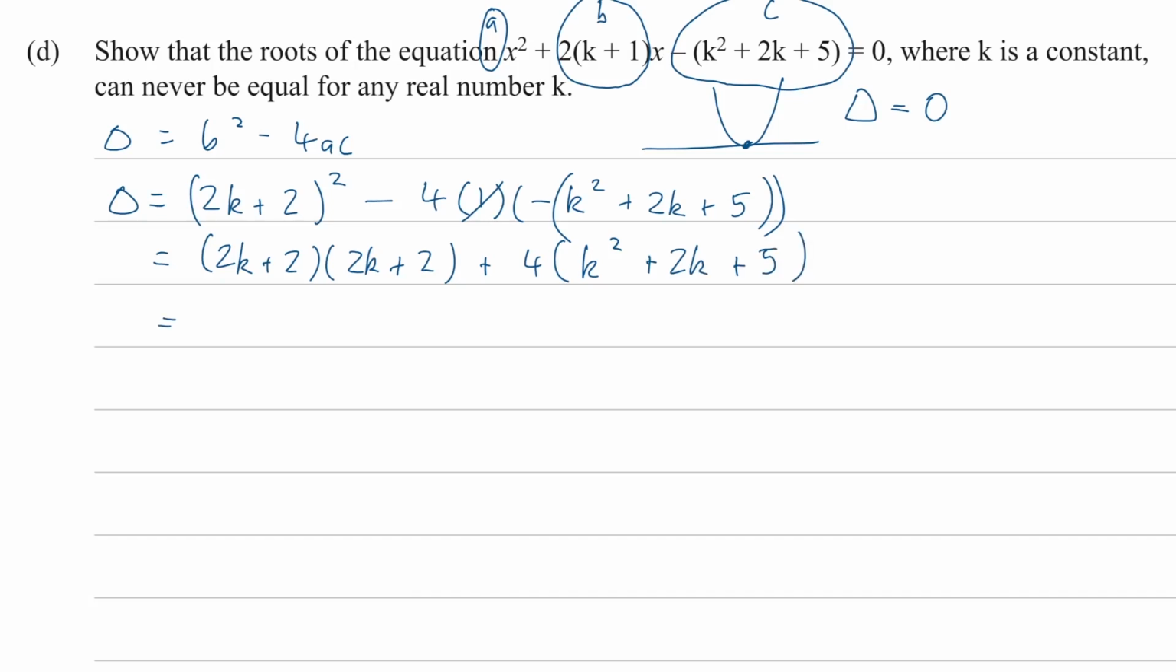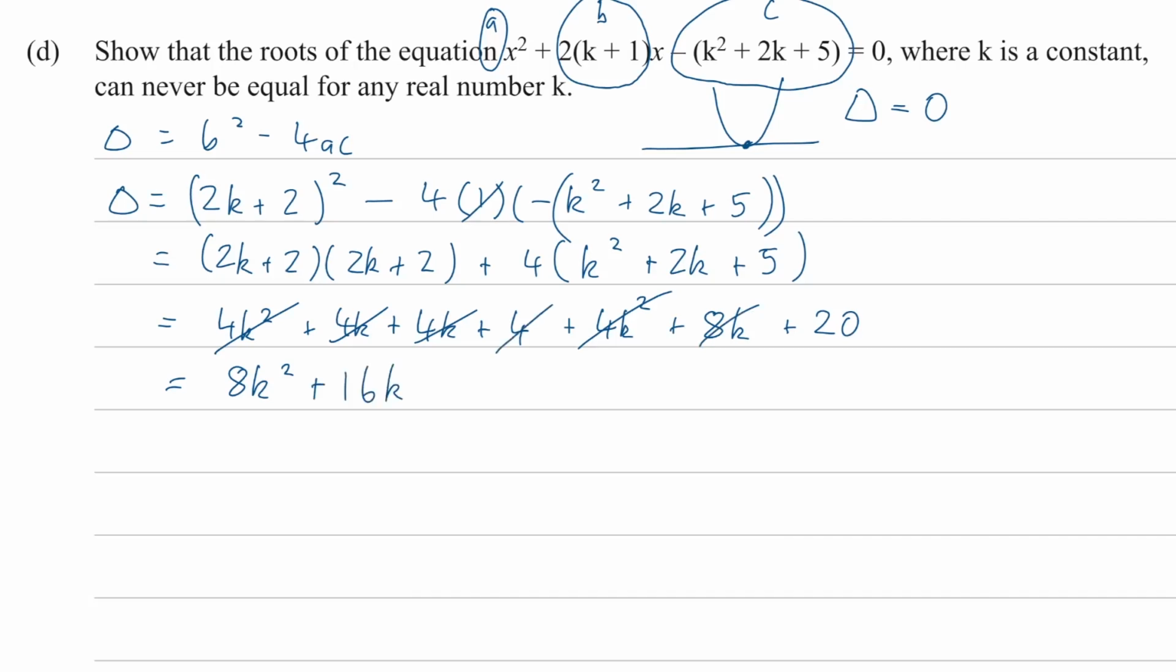4k squared plus 4k, like a 4k TV, plus 4k, lots of 4s, plus 4, oh my goodness, so many 4s, plus another 4. Are you for real? 4k squared, thankfully, and 8k plus 20. Now let's group like terms. 4k squared, 8k squared, 4k, 8k, 16k, 4, 24.